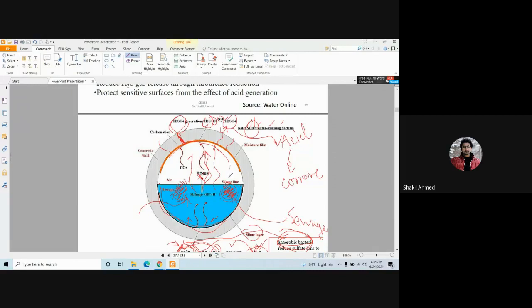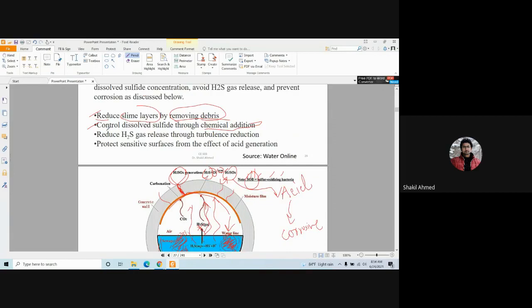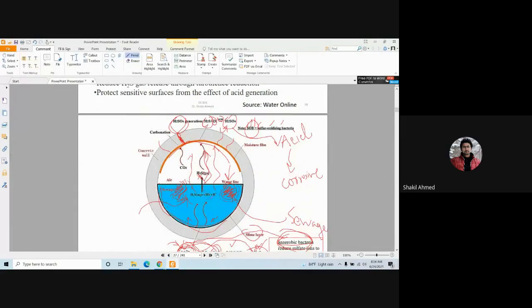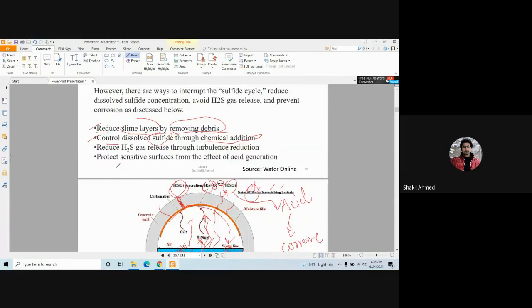Sometimes you may use chemicals to control the dissolved sulfide, hydrogen sulfide ion, and this is hydrogen ion. You can use chemicals to convert them into some other chemicals. That way you can control the acid attack. Number three, reduce hydrogen sulfide gas release through turbulence reduction.